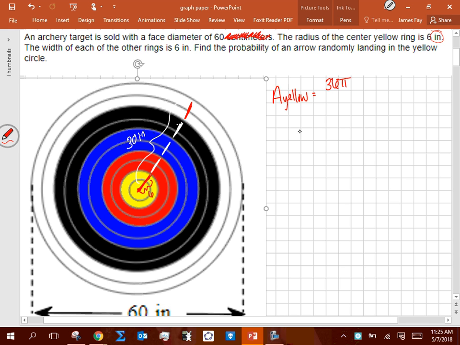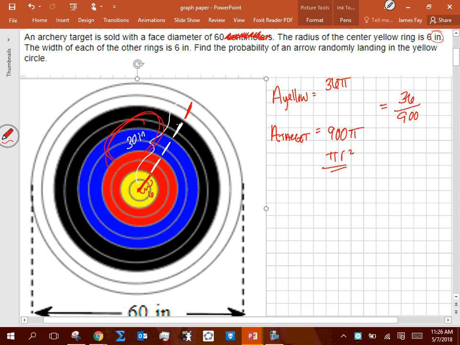It says find the probability of an arrow randomly landing in the yellow circle. Well, don't I need to know what the area of the target is? And what's the area of the target going to be? 900 pi, right? It's pi r squared, but in this case, r would be that 30 inches. So 30 squared is 900. Now, area of yellow divided by target would be the probability of landing in the yellow, right? So I'm just going to write 36 over 900.